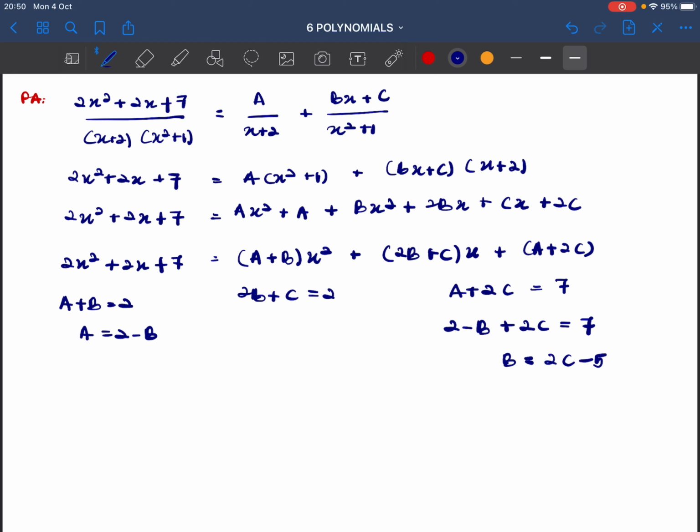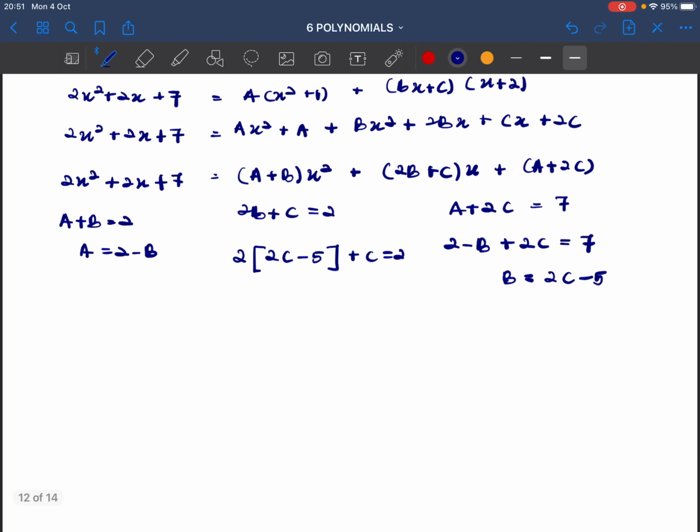2c minus 5. Okay, so kita dah ada b, kita ada c, kita ada b in terms of c, so just substitute 2c minus 5. 2c minus 5 plus c equals to 2. Okay, so we have 5c equals to 12. C is equals to 12 over 5. So straight away we are going to get our b, which is, what's the answer for b?